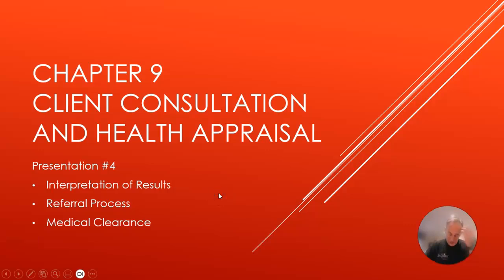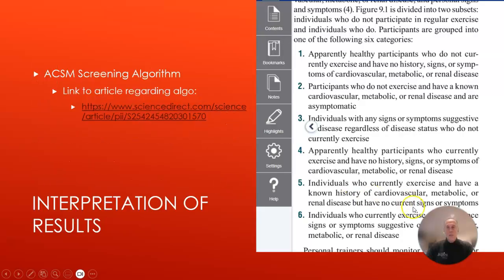All right, here we go. This is NSCA, Essentials of Personal Training, Chapter 9. Last presentation here, presentation number 4, we're talking about interpretation of results, referral process to a lesser degree, and medical clearance also to a lesser degree. We're going to focus a lot of time on interpretation. Let's go ahead and jump into this.